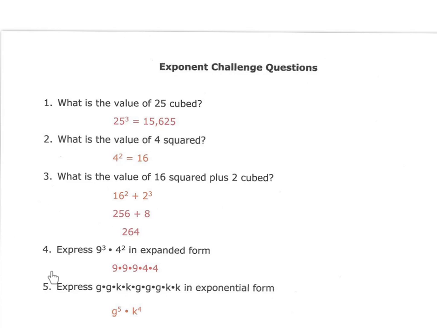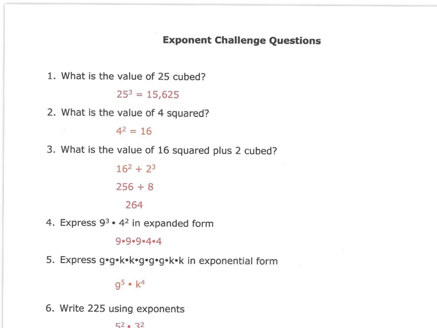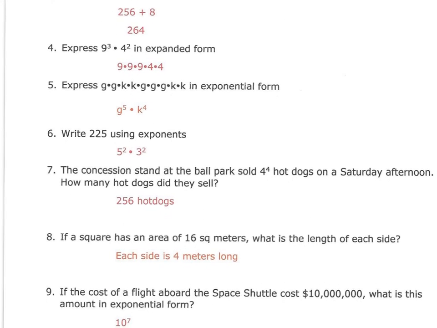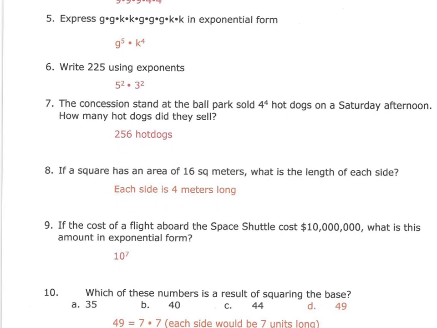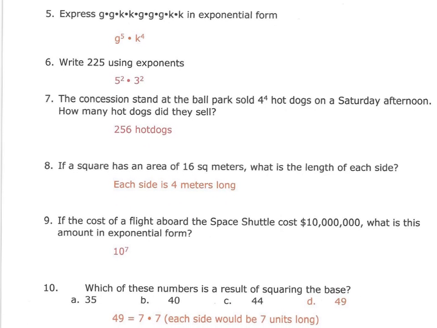The answer is 264. Number 4, 9 cubed times 4 squared in expanded form is 9 times 9 times 9 times 4 times 4. Number 5, express g times g times k times k times g times g times k times k in expanded form. So you have to count up all the g's.